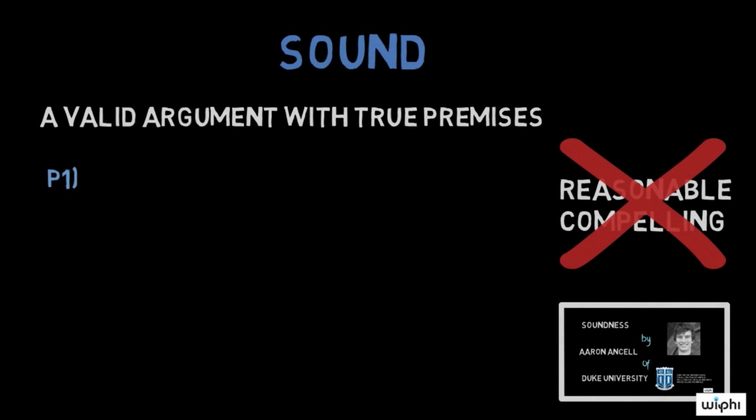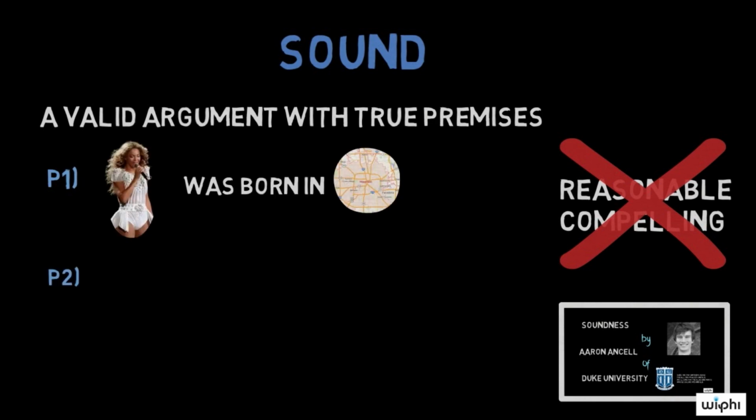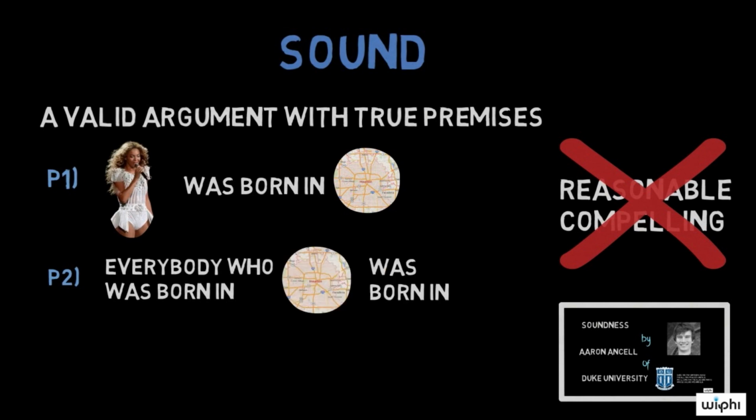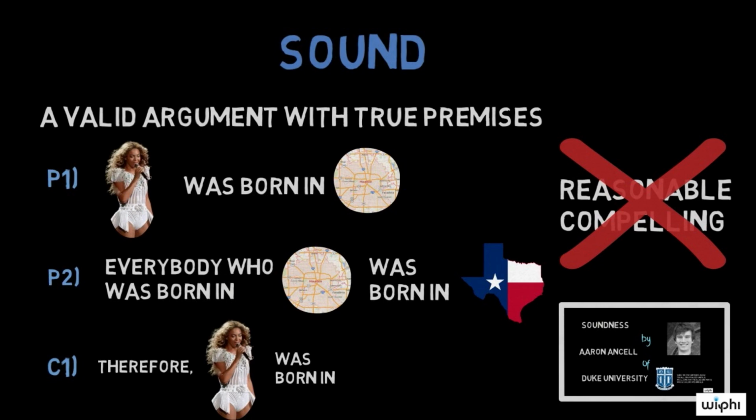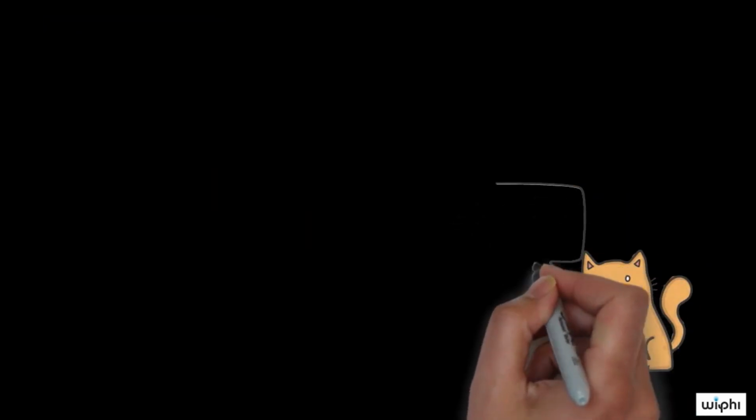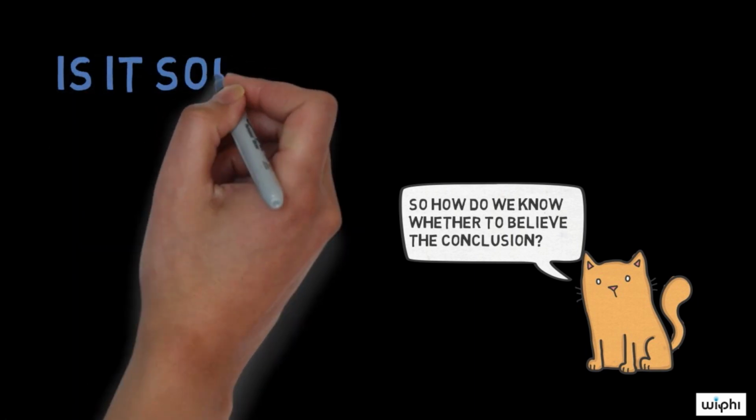Here's a pretty boring sound argument. Premise 1. Beyoncé was born in Houston. Premise 2. Everybody who was born in Houston was born in Texas. Conclusion. Therefore, Beyoncé was born in Texas. For more discussion of the concept of a sound argument, see Aaron Ensel's Wi-Fi video entitled Soundness. So, before deciding whether to believe the conclusion of a deductive argument, you need to determine whether the argument is sound.